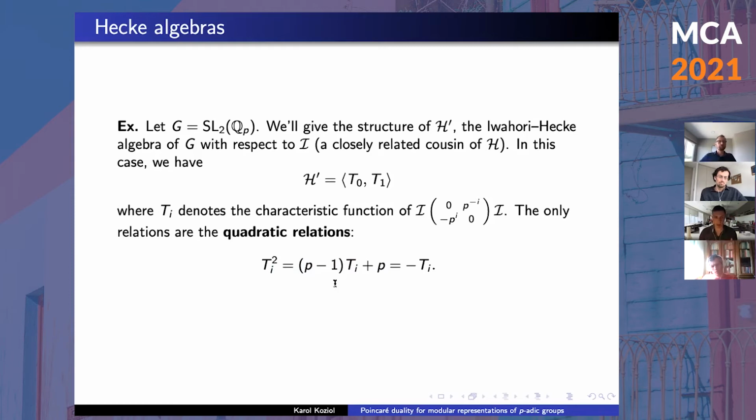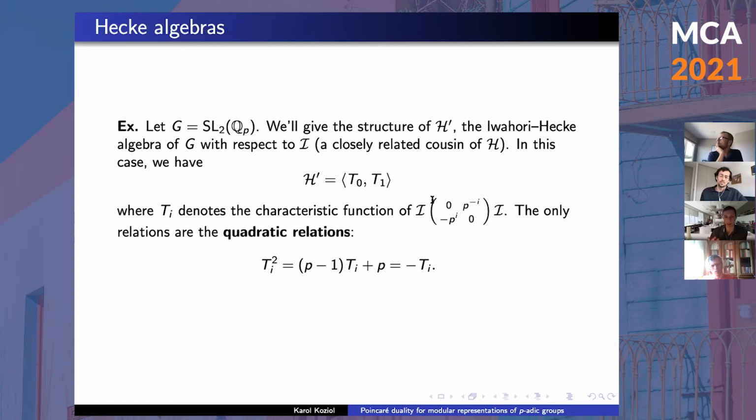So in characteristic p, these Iwahori-Hecke algebras have a much simpler presentation. And if I were to take a group that's bigger than SL2, say SL_n, I would still have these quadratic relations, but I would also have what are called braid relations, which come from the presentation of, say, an affine Weyl group.